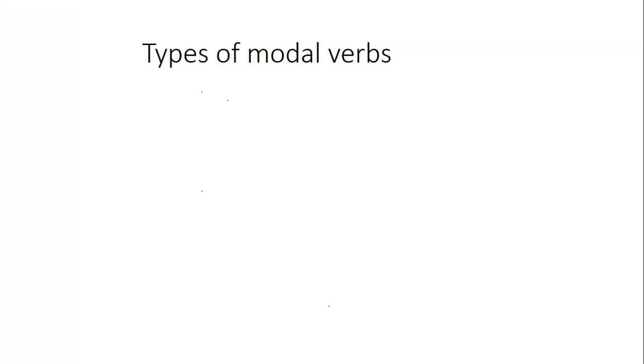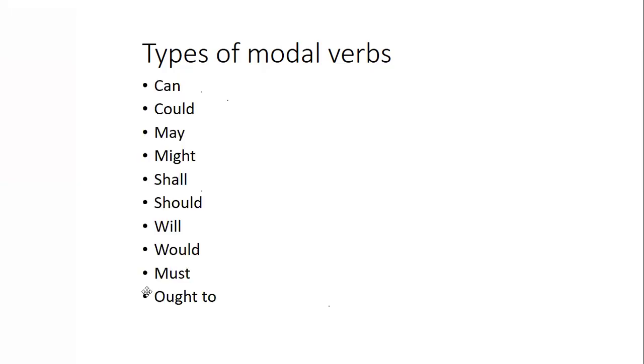What are the types of modal verbs? Just very superficial knowledge we are taking, but a huge descriptive video on modal verbs we'll see later. We are just trying to find out the different parts of speech. This part of speech is verb, and here is just information about types of modal verbs. Can, could, may, might, shall, should, will, would, must, ought to.